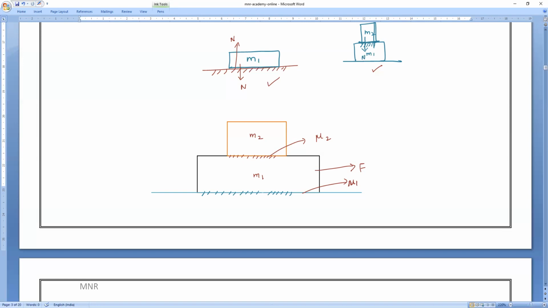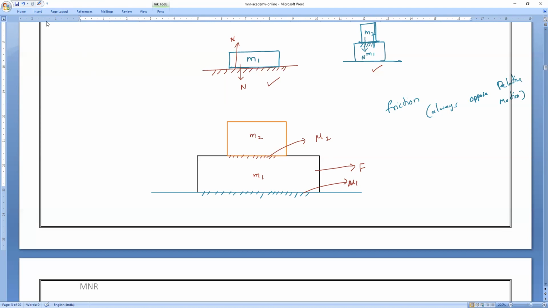If you notice, between the first surface and the first object, friction will exist, and between the first object and the second object, friction also exists. And we all know the friction definition. What is the friction definition, everybody? Friction always opposes what? Relative motion. Am I right or wrong? We have studied it many times. Yes, relative motion.